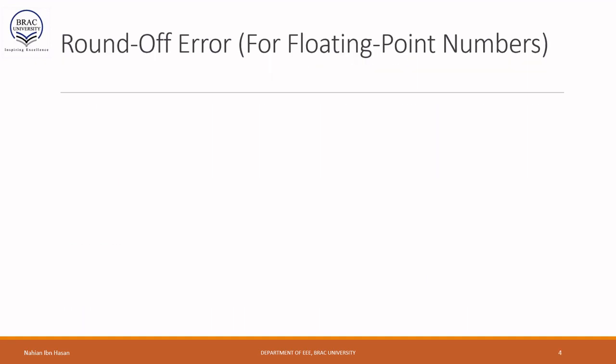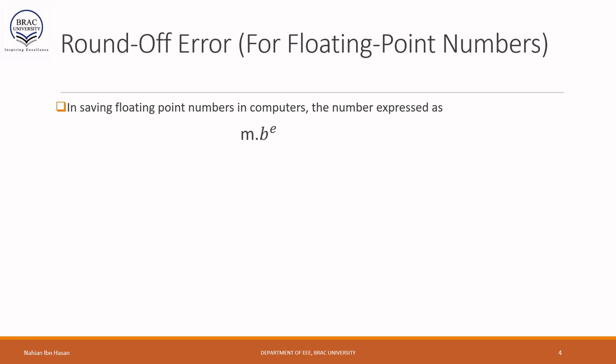So that was the case of integer numbers. But how do we save floating point numbers? Integer numbers are very much straightforward to save in a digital system, but floating point numbers have different conditions that we must follow. For example, in computers, floating point numbers are stored in a specific format, which is something like this: m times b to the power e.